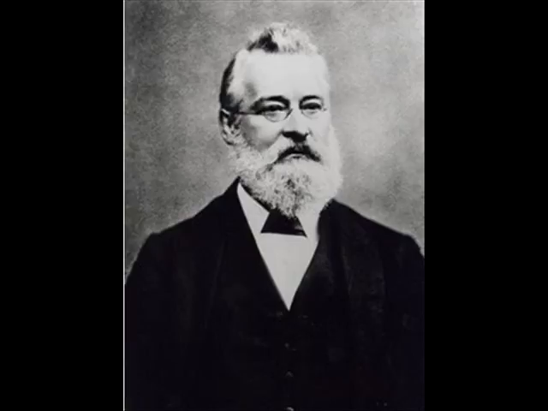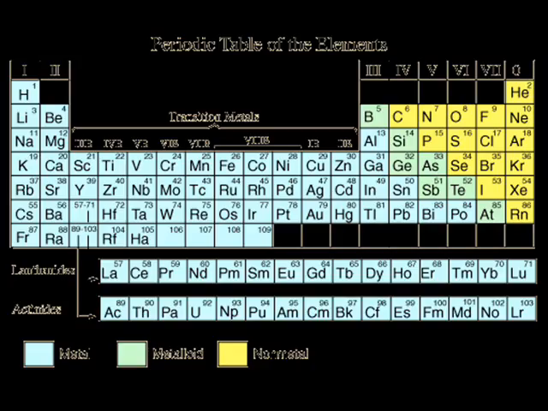Newlands came up with a pattern called the law of octaves. He realized there was a pattern because, when he arranged the elements by their atomic mass, he realized that certain patterns repeated every 8 elements of a given row.